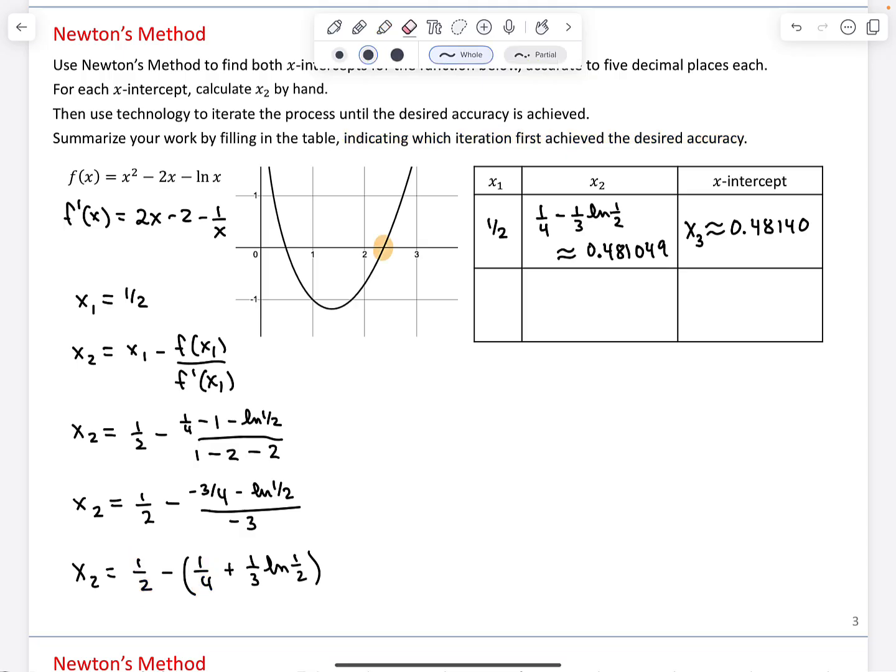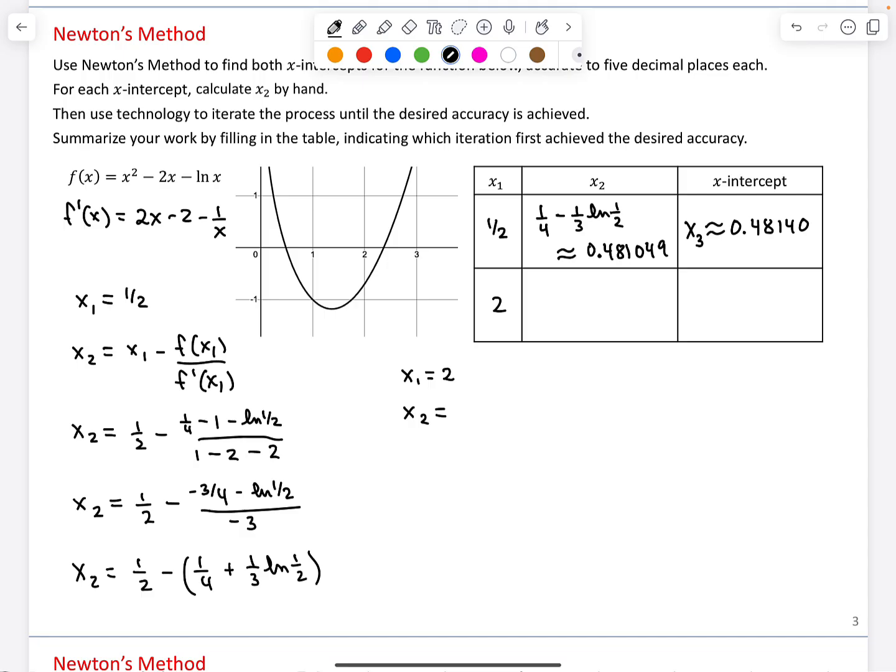Now let's focus on the second x-intercept. I can see that if we let x sub 1, our initial guess, be a 2, I'm imagining a tangent line that'll take me to a new location that is closer to the intercept, and then from there, I'm imagining another tangent line that will get me even closer. So I think 2, being x sub 1, is a good first initial guess.